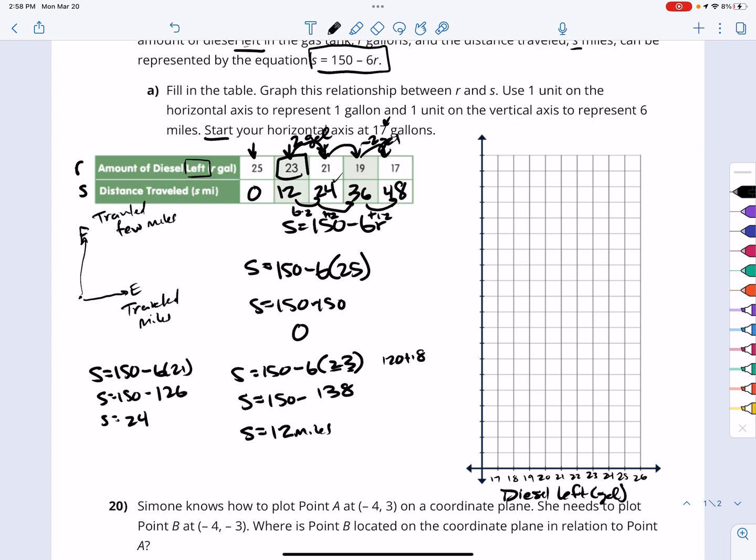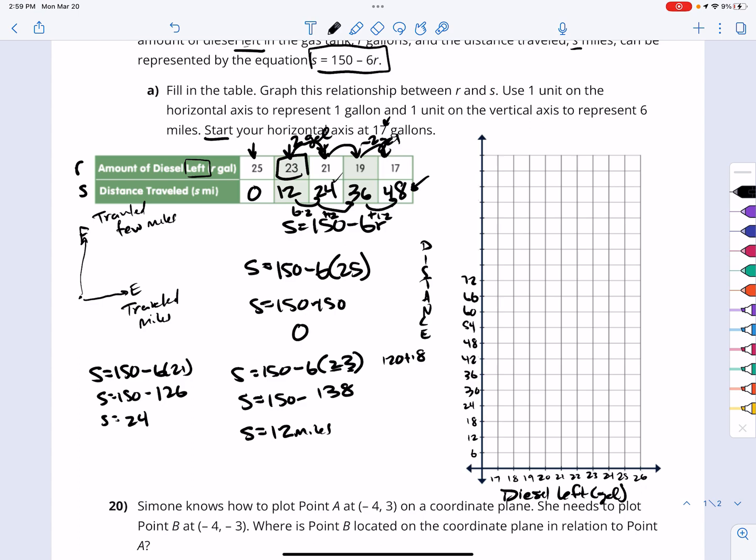Then our vertical axis, the y-axis, is the distance traveled, and 1 unit represents 6 miles. So this is 6, 12, 18, 24, 30, 36, 42, 48, 54, 60, 66. I could probably stop there because our highest distance value is 48.